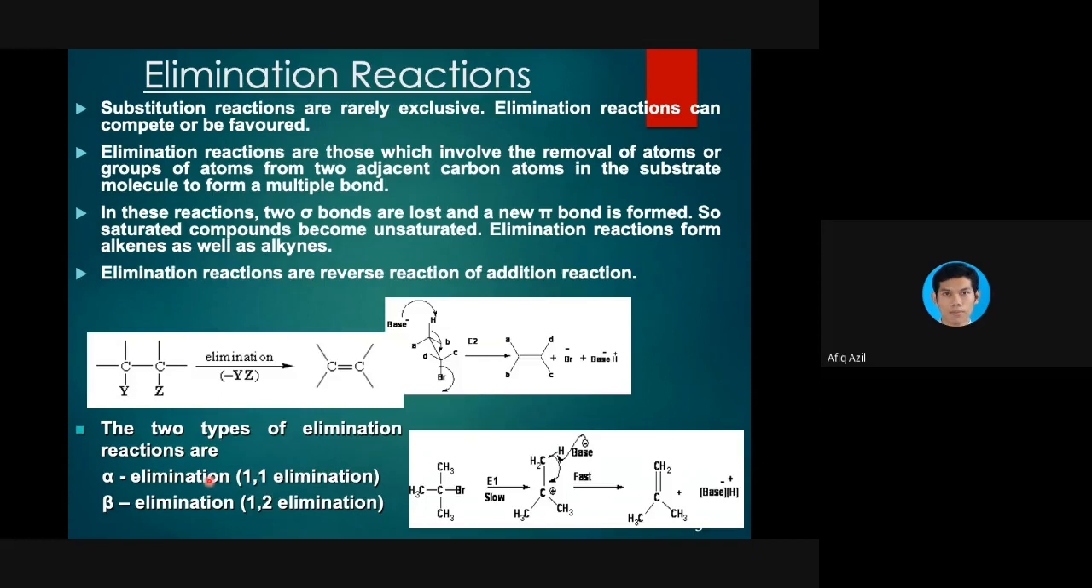So what makes it different, 1,1 and 1,2? In 1,1 elimination, both of the atoms or groups of atoms, let's say you have Y and Z over here, come from the same carbon. You have C, and the Y is not situated here, it is positioned at this same carbon. Y and Z from the same carbon are being removed or eliminated. But for beta elimination, 1,2 elimination, the atoms or groups of atoms that you are going to eliminate come from two different carbons. You have carbon 1 and carbon 2. So 1,2 elimination.